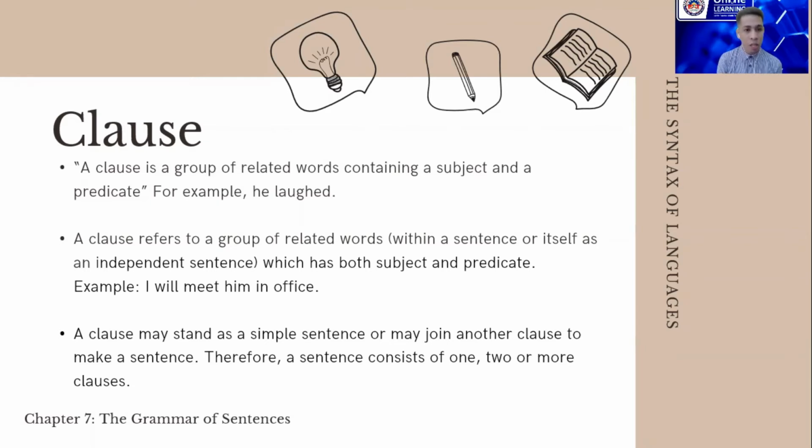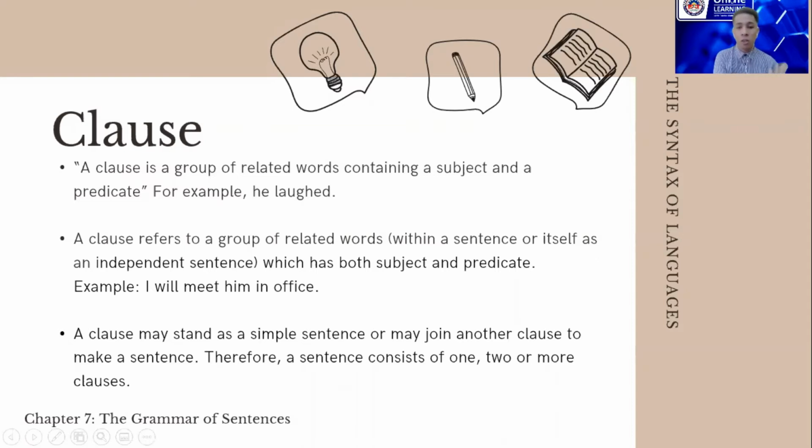A clause refers to a group of related words within a sentence, or itself as an independent sentence, which has both a subject and a predicate. Some clauses have a subject and a predicate, and they make the sentence complete. However, there are some clauses that have a subject and a predicate but are not totally complete. For example, I will meet him in the office. This one is a complete sentence, and this is what we call an independent sentence or independent clause. It may stand as a simple sentence or may join another clause to make a sentence.